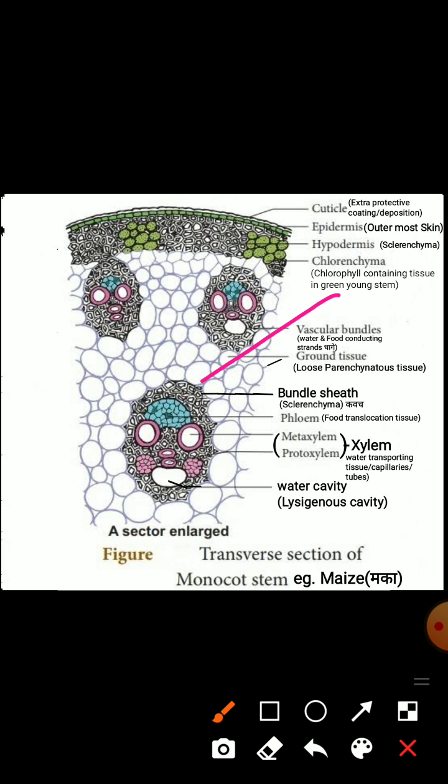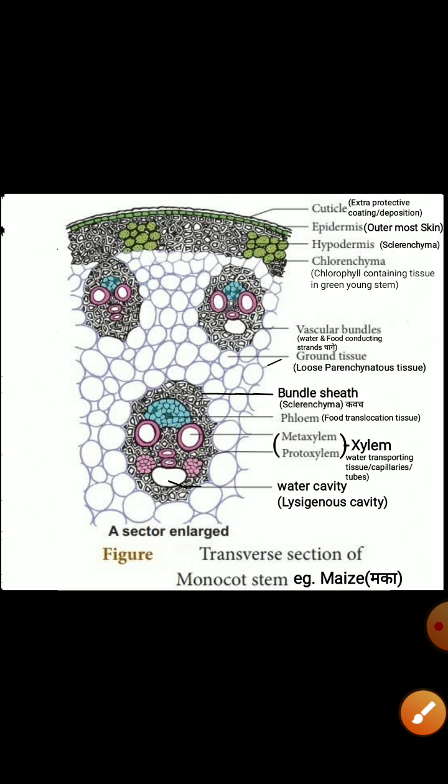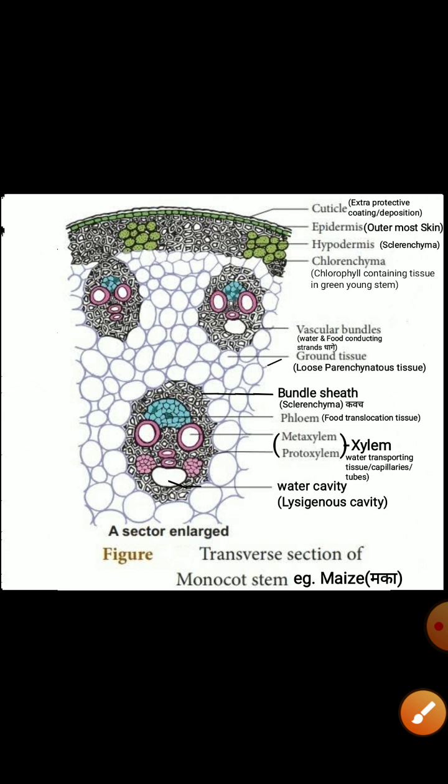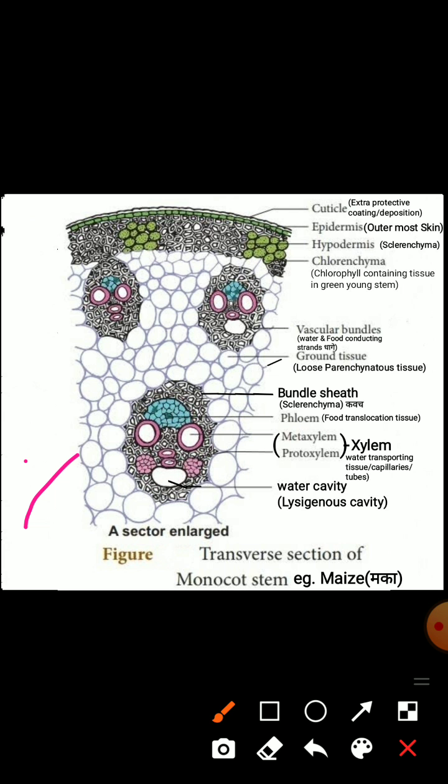They have the bundle sheath, they have the V-shaped xylem, they show the water cavity over here, they show a phloem above the arms of the xylem, and they show no cambium. The vascular bundles are called closed.